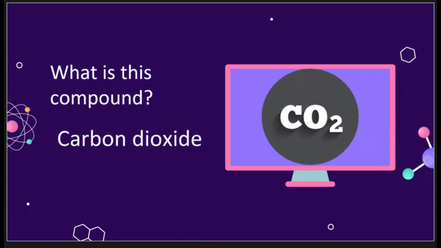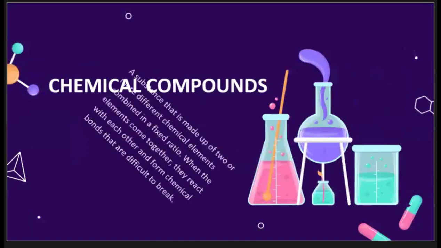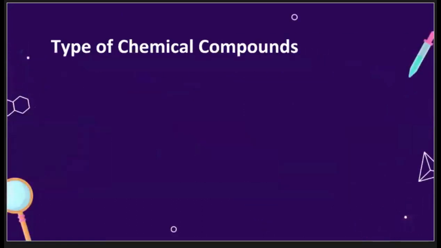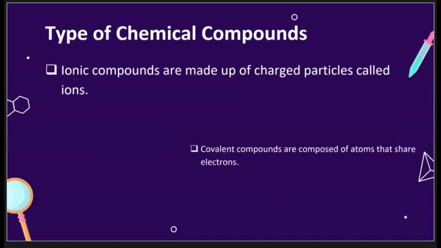Now the question here, how do scientists or chemists know how to write, or what is the meaning of such a compound? So today, we will be discussing chemical compounds. A chemical compound is a substance that is made up of two or more different chemical elements combined in a fixed ratio. You see, there are a number of elements combined with one another to form a compound. When the elements come together, they react with each other and form chemical bonds that are difficult to break. Now, we have different types of chemical compounds. We have ionic and covalent.